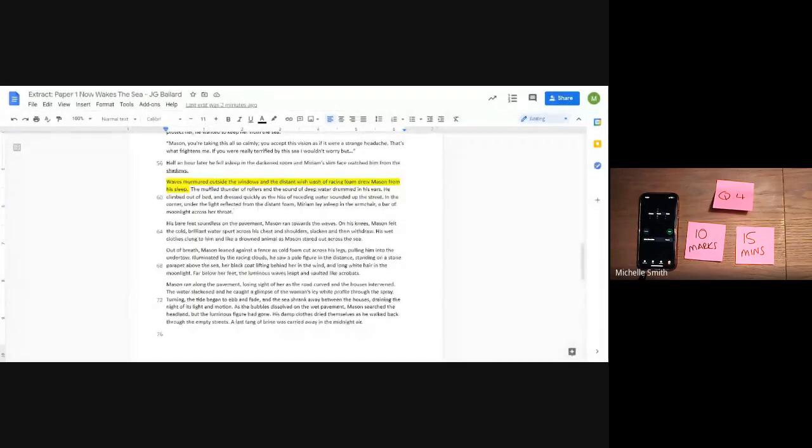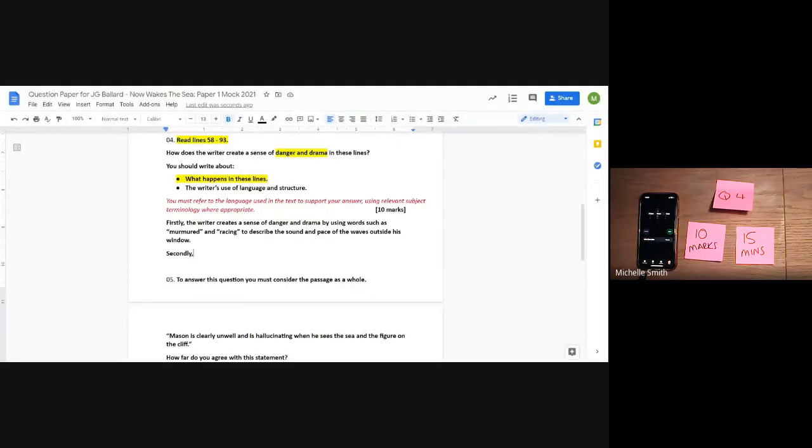I would go back here to my text and I would pick out the next quote that I thought was the best one that would show us drama and danger. I quite like this, the hiss of receding water. And I also really like this quote here. Miriam lay asleep in the armchair, a bar of moonlight across her throat. That sounds very sinister to me. The bar of moonlight across her throat. I wonder what you could all say about that. Have a think. Okay, so I'm going to leave you with that one.